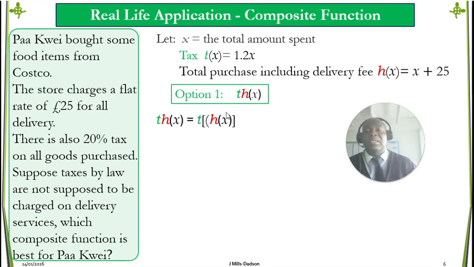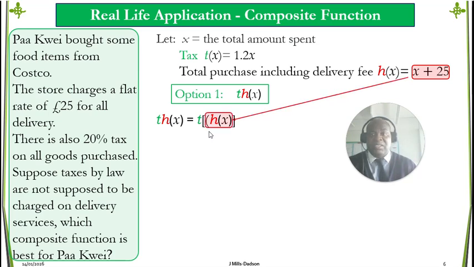So option 1 is whereby we start with the h of x function before the tax function. Let's see what happens. So let's do substitution as we did before. I'm going to leave the h of x function and put it back into this. So I'm going to have t of h of x equal to t of (x plus 25).